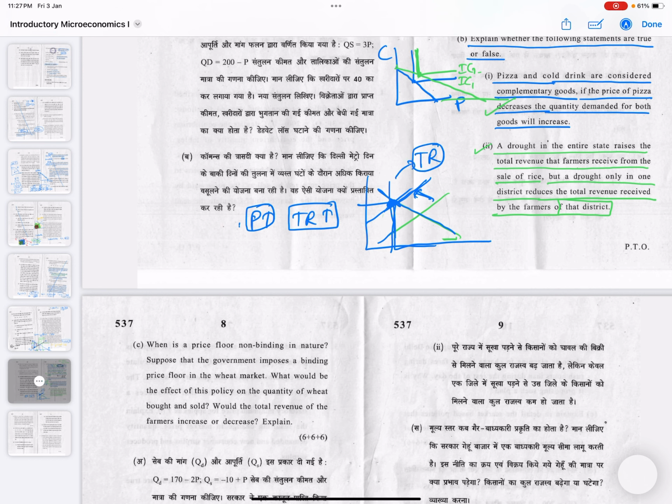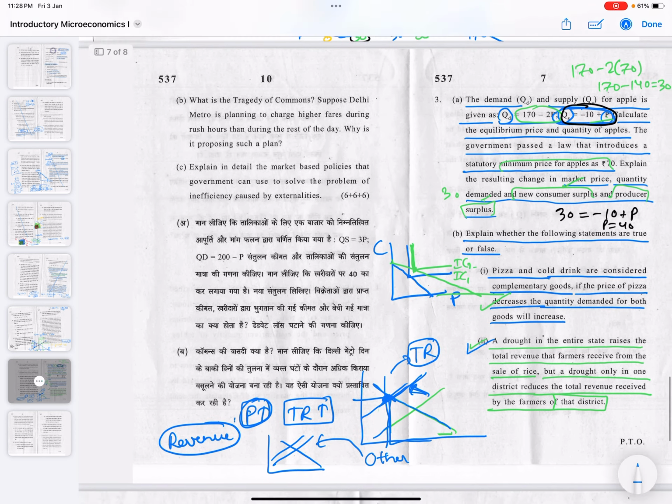And if the drought is only in one district, then there is availability of close substitutes. That is, the other districts will supply their outputs to the specific district in which there is drought, and hence only the revenue of the farmers in that particular district would fall, whereas the other farmers in the state would come and sell their product here. Okay, so this was also very straightforward. So we are done with this 7. Now we'll move to 8.